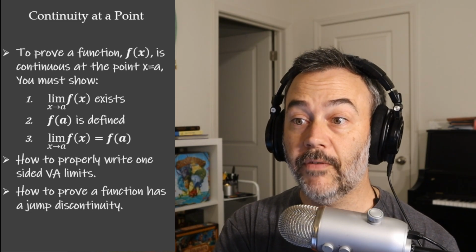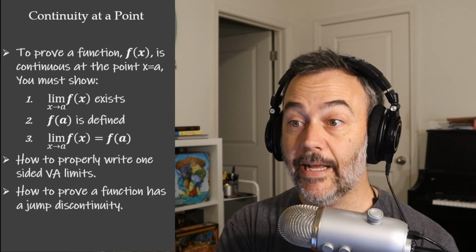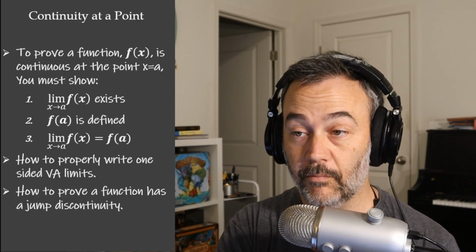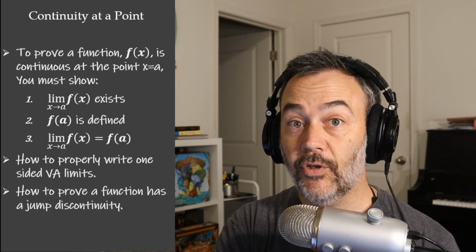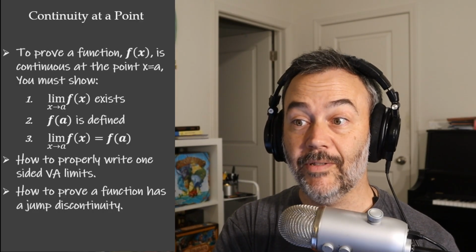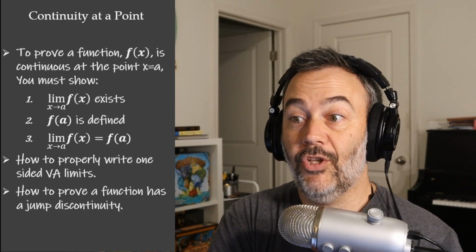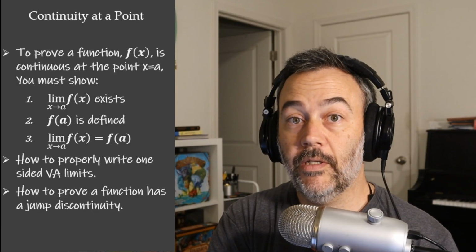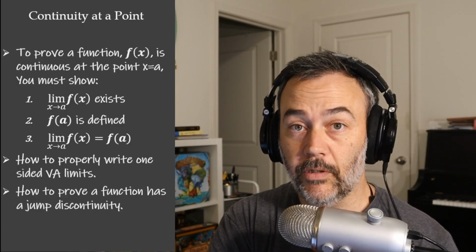Okay, so to prove a function is continuous, you gotta show three things. You have to show the function limit at the point x equals a, in my bullet points over here. You have to show that the limit of f at x equals a exists. How do you do that? You gotta show that it equals a real number. Sometimes you can just do it directly by direct substitution.